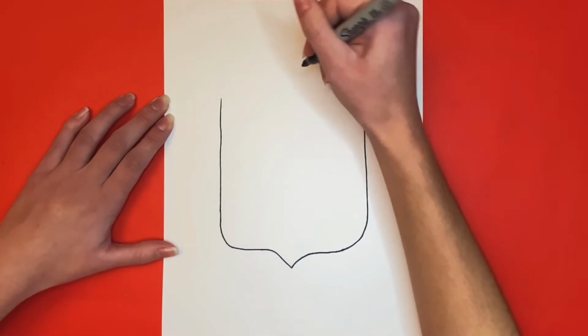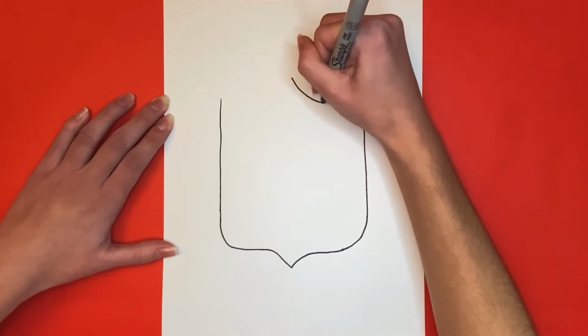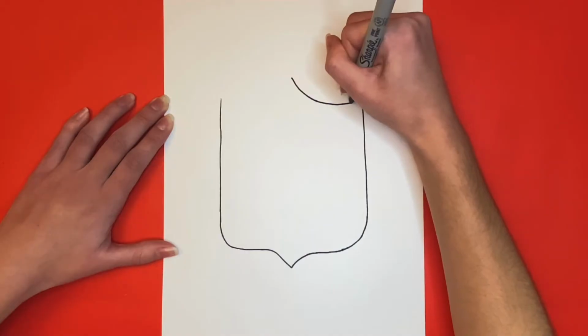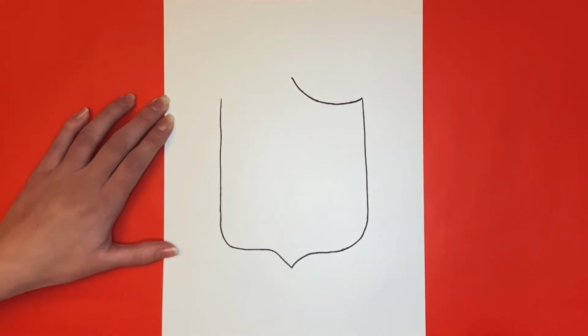Awesome job! Now we're going to move above the two lines in the middle and we're going to draw a curved line going downwards towards the right. This curved line will come to a point with the straight line that we drew on the right side earlier.